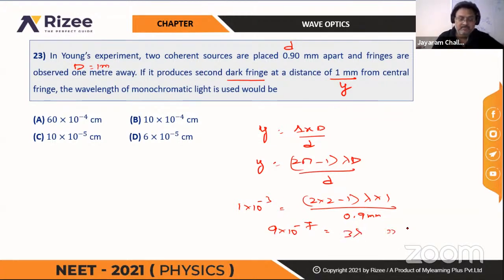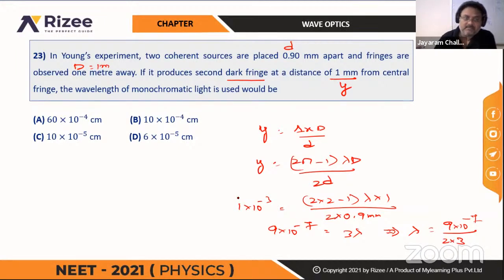From this one, can we go for the lambda value here? What will be the lambda here? Lambda is equal to 9 into 10 to the power of minus 7 by 3. This is by 2 also there, sorry, I have left it over here. So by 2 will also be there.